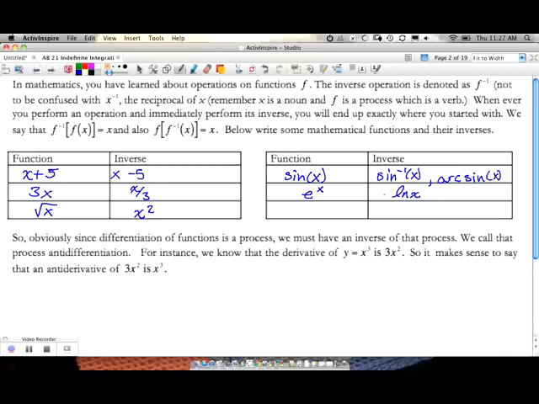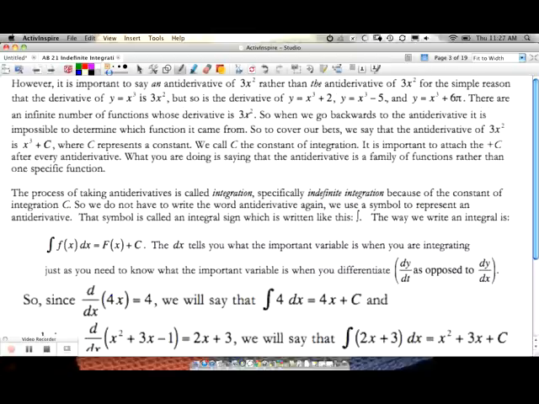But now as we're getting closer to what we've been doing in calculus, let's talk about derivatives. We know that if we were to take the derivative of y equals x cubed, it would be 3x squared. So it makes sense to say that an antiderivative of 3x squared is x cubed. Now this is interesting. It's like going backwards, so it's a backwards derivative. It's a back derivative. That's essentially what we're doing. So let's look at that even more closely.